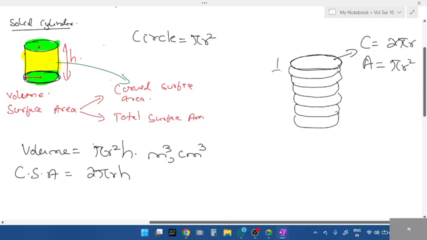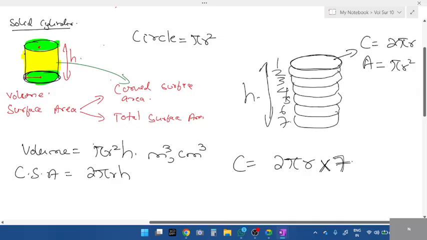So 1, 2, 3, 4, 5, 6, 7. There are 7 circles. If I combine all these 7 circles, this becomes the height. So for one circle, the circumference is 2 pi r. If I want to find the value of 7 circles, I have to multiply by what? All of you will respond. Multiply by 7. If one circumference is 5, 7 circumference, the answer would be 35 centimeter.